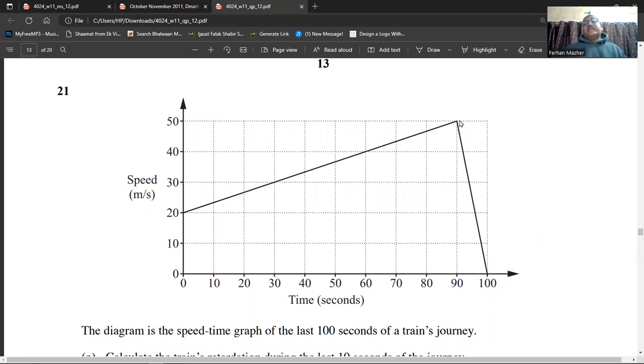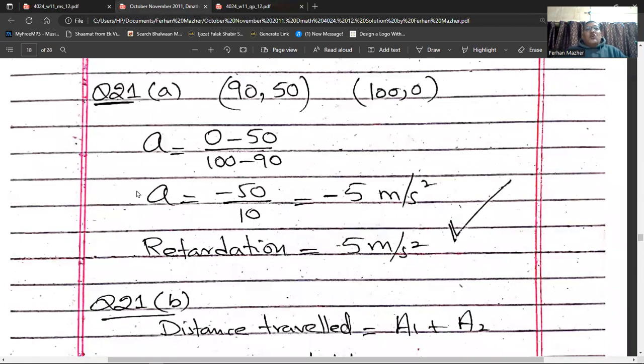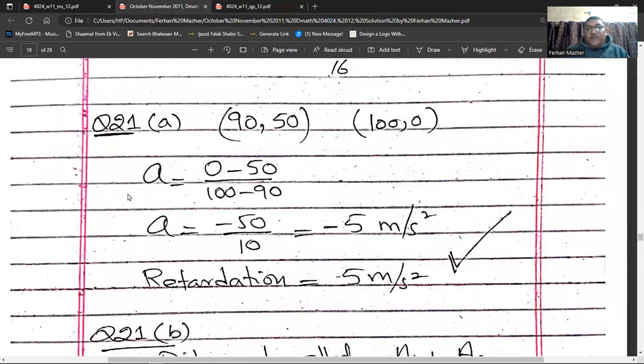This point, its coordinates are 90, 50. This point here, its coordinates are 100, 0, and I find the gradient. The gradient will be equal to the retardation. That's the strategy. So I have taken 2 points, 90, 50 and 100, 0. So I will find the gradient.